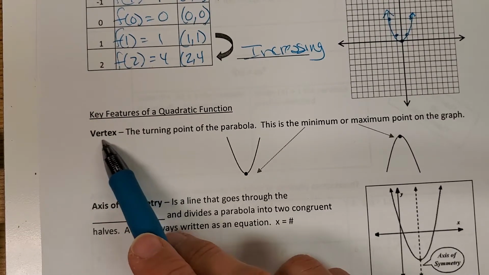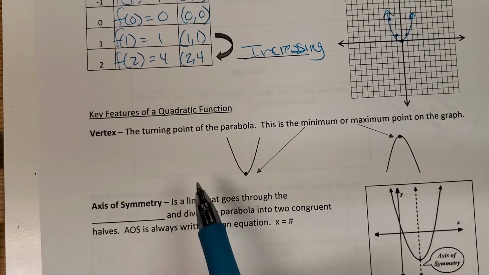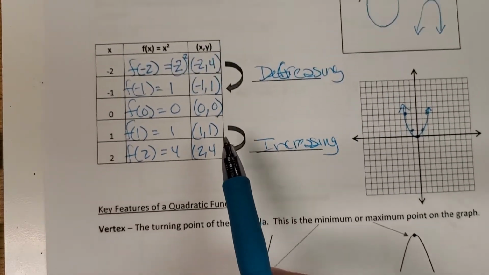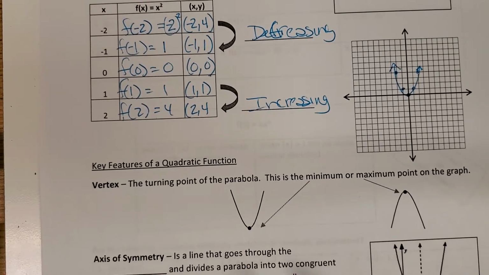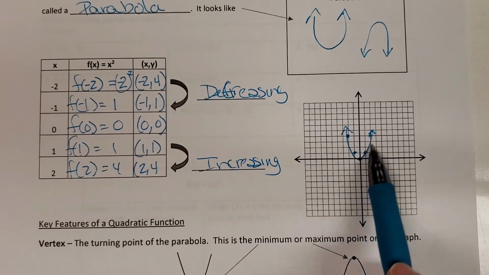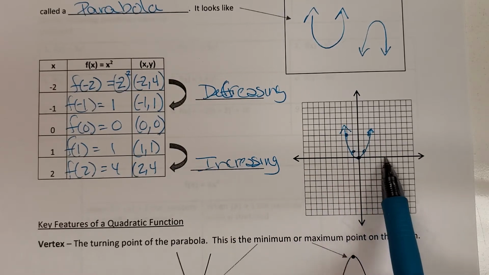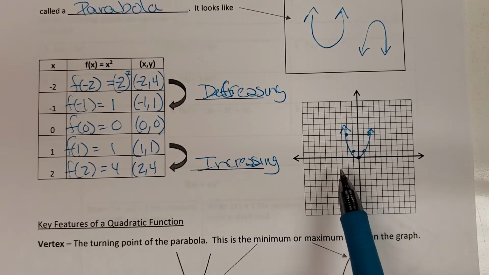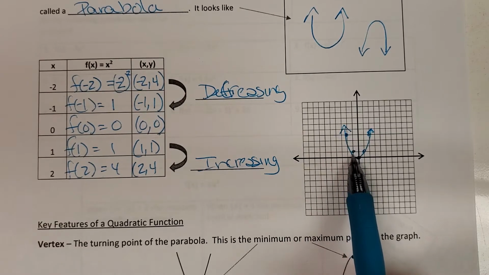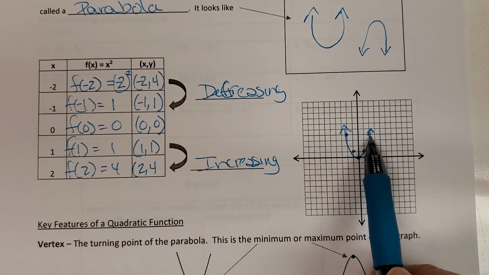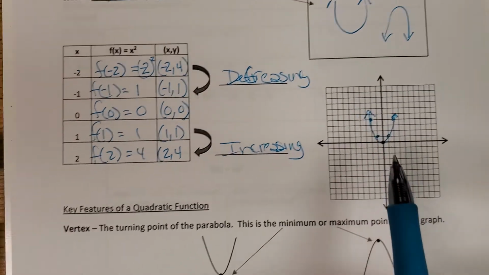So we have a vertex. A vertex is the turning point of a parabola. Just like in our chart, we noticed that it's decreasing and then increasing. When we talk about increasing and decreasing on a graph, we are always talking about, as x moves from left to right, is y increasing or decreasing. So if I trace this right here, do you see how I'm going down, and then I go back up? So it's decreasing until right here, and then it starts increasing again.